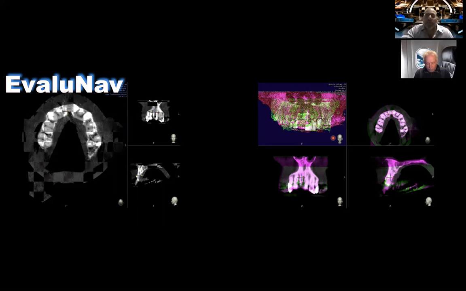How do you know that a company is standing behind this product? When they give you a software to be able to evaluate the quality of what you're doing. So they want you to get better and better at this. So what we can do is superimpose these two scans. You can see the checkerboard here. This is the overlapping of the two scans here.